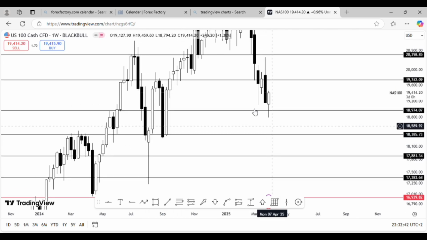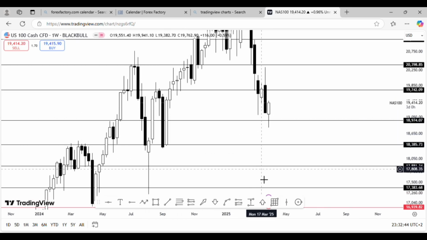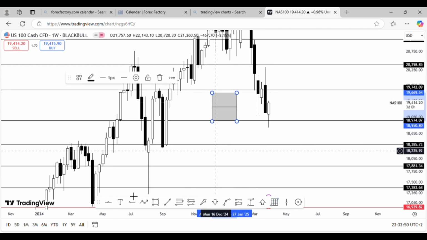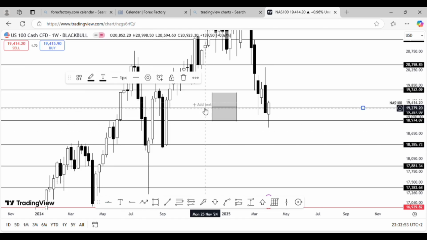So we can see that these zones are actually identified. Now I am looking for the equilibrium at this current market. What's the equilibrium at this current market?